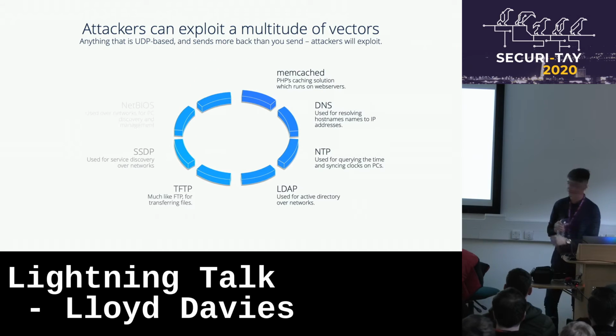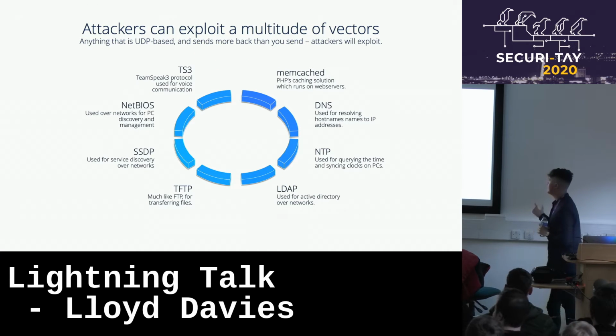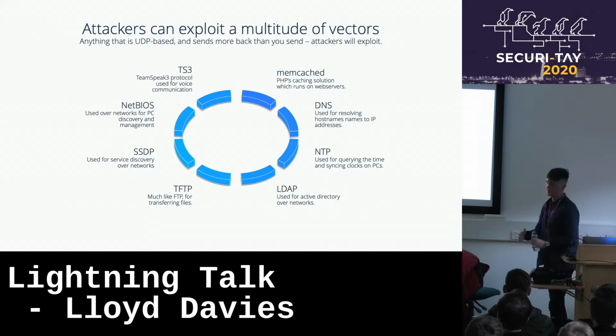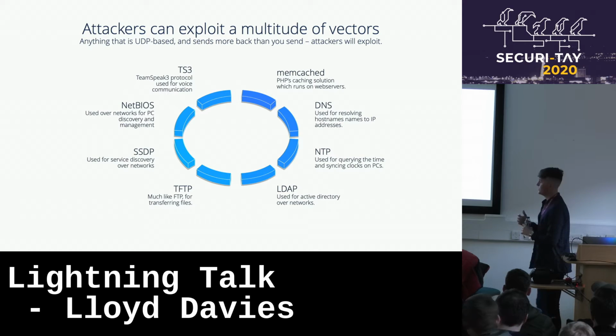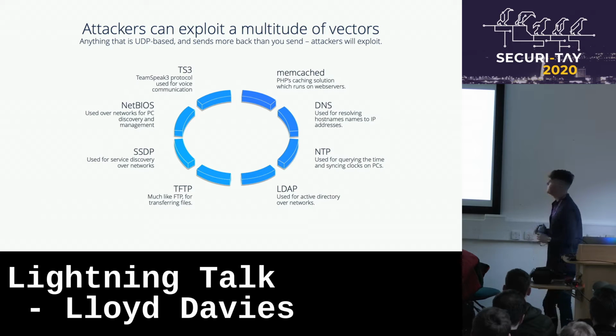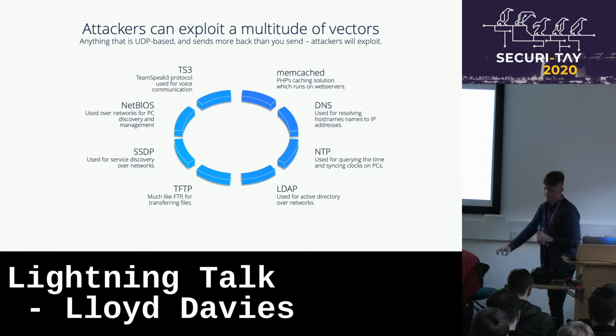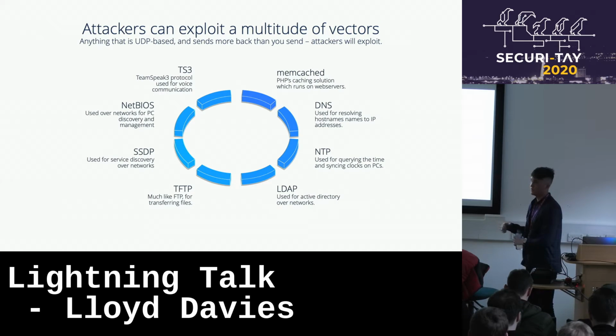Yes, so we can exploit a multitude of vectors: TS3, Memcache, DNS, NTP, LDAP, TFTP, anything that basically returns a bigger response. TCP reflection is a thing, but it's not as big as UDP reflection, because UDP reflection returns a lot better for the attacker. With TCP, if you send an initial packet to a server, I think the amplification rate is like 23 or something. So if an attacker spoofed a victim's IP address and set it in the header as their own, the response will come back to the victim.